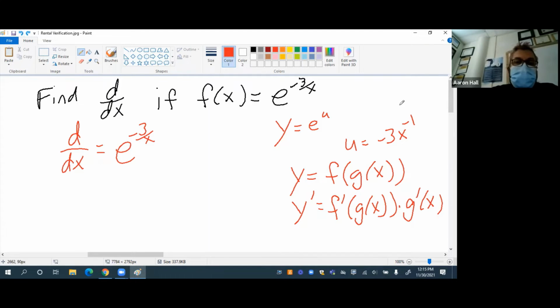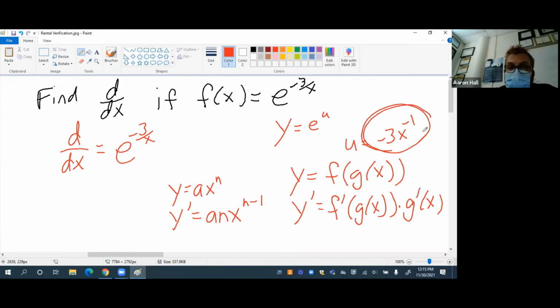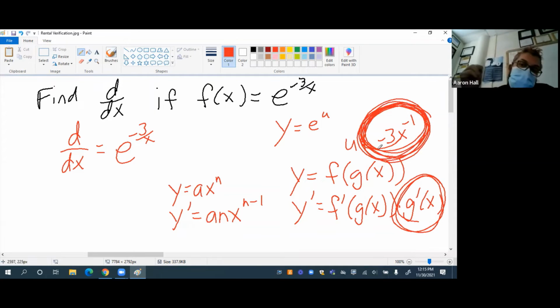So the power rule says if I have a times x to the power of n, then using the power rule, I get what? A times n times x to the power of n minus 1. Yeah, that's the power rule. So we have to do the same thing with this. If we need to multiply by the derivative of the inside function, then we need to figure out what that derivative is using the power rule. So what does that give me?